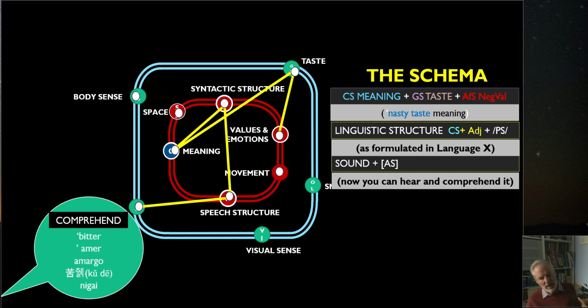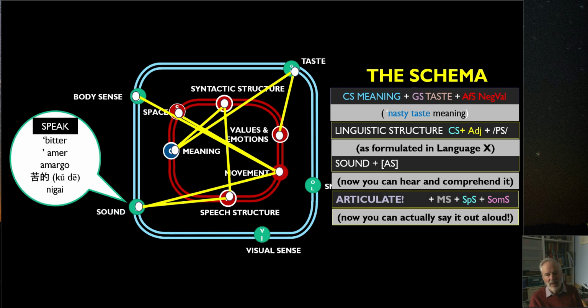But of course, hearing something is all very well, but we would also like to communicate it with someone else, and to do that we need to be able to articulate it, and for that we need a few more connections, right? And without going into much detail, perhaps the most important one is a motor representation, a little program for activating those parts of our physical body which enable us to produce what is necessary to communicate bitter, amer, amargo, or kude, or nigai to someone else, right? So now we're in a position where we can actually say it out loud.